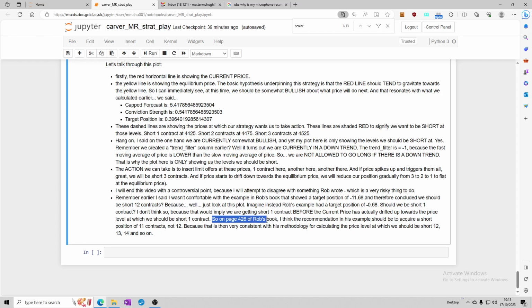So on page 426 of Rob's book, I think the recommendation in his example should be to acquire a short position of 11 contracts, not 12, because then that is very consistent with his methodology for calculating the price level at which we should be short 12 contracts. And that price would actually be a little bit higher than where the price currently was in Rob's strategy. I feel that going straight to short of 12 contracts was jumping the gun. So I'll finish there.